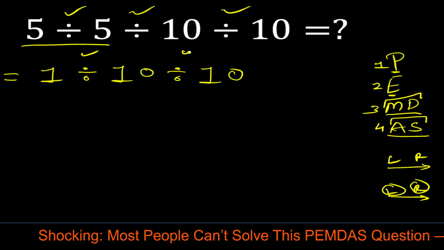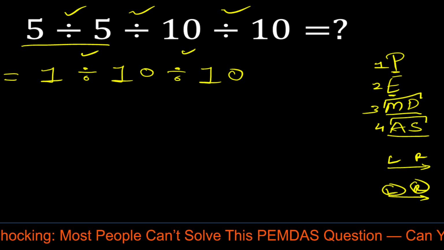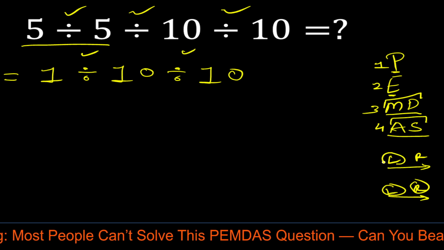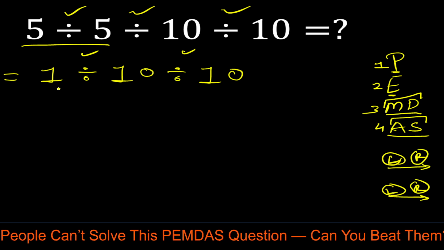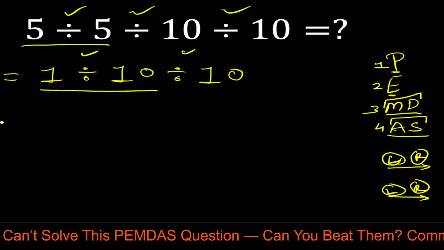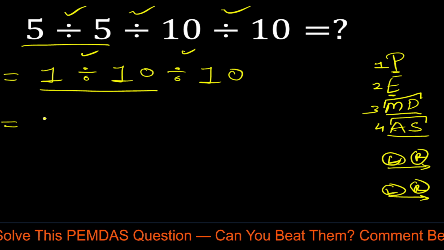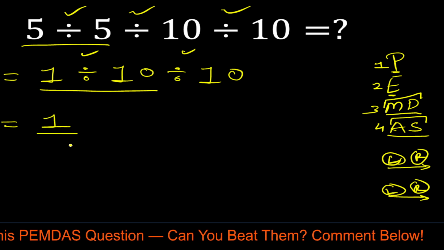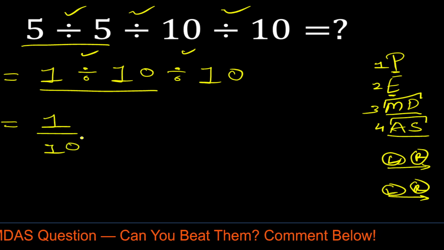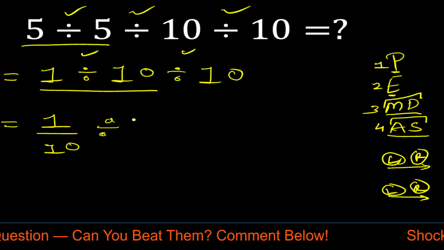Now here we have division and here division, and both have equal priority, so we have to solve it from left to right. So first we have to solve this division. So 1 divided by 10 can be written as 1 upon 10, right? Divided by 10.